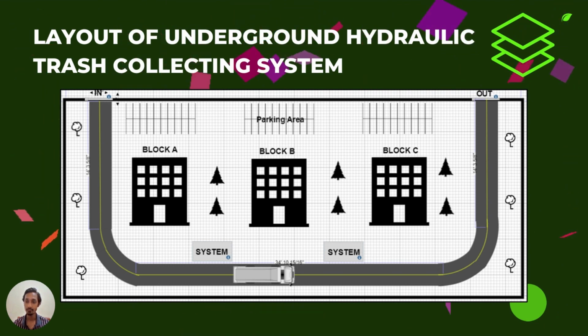This is the layout of how we are going to place the underground hydraulic trash collection system at the Pangsapuri Bukit Permai residence area. There are a total of 3 residence blocks in this area, and the trash collecting system will be placed in between these 3 blocks. Thus, there will be a total of 2 systems for this particular residence area.